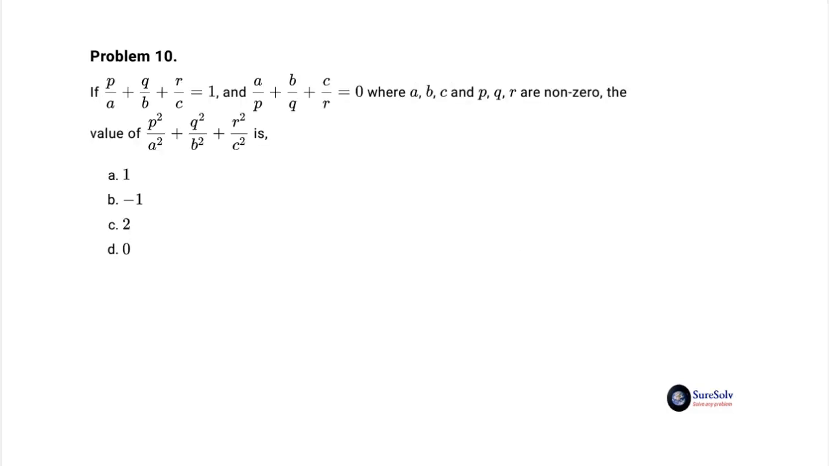Question 10 is, if p by a plus q by b plus r by c equal to 1 and a by p plus b by q plus c by r equal to 0, where a, b, c and p, q, r are non-zero, the value of p square by a square plus q square by b square plus r square by c square is option A 1, option B minus 1, option C 2 and option D 0.